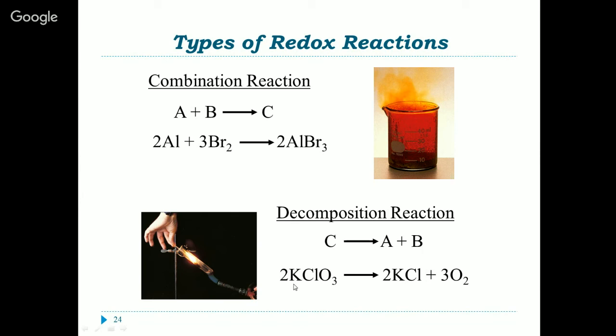Potassium is a +1 here. Potassium is a +1 here. Oxygen is a 0. Oxygen is a -2. Chlorine here is a +5. Chlorine here is a -1. So chlorine was reduced. Oxygen was oxidized because it started at a -2 and it ended at a 0. -2 to 0 is an increase in charge, whereas the chlorine that was a +5 to start ended as a -1.